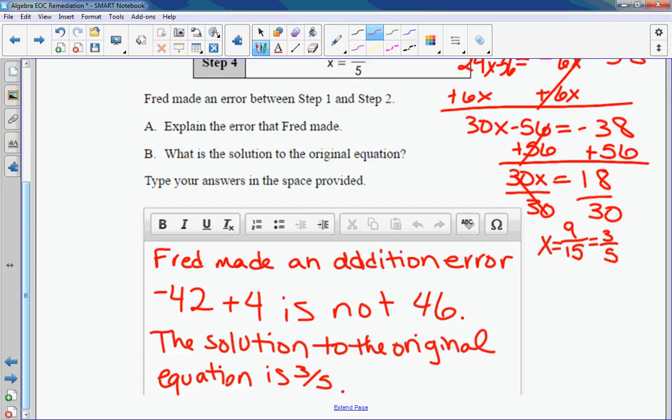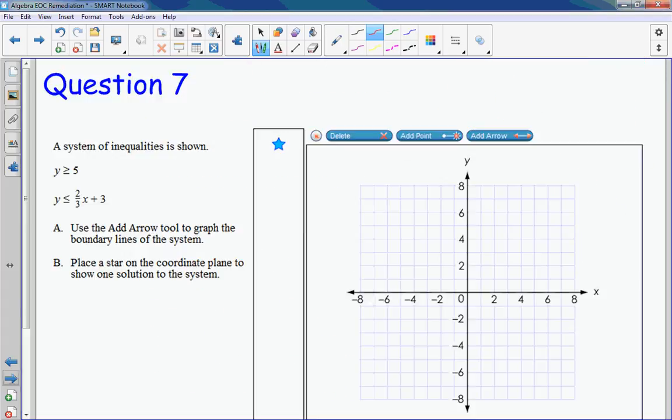It's not a difficult problem. The hardest part is just typing out what you think. Go through step by step, and you just got a response question. You got full credit. Okay, question 7.